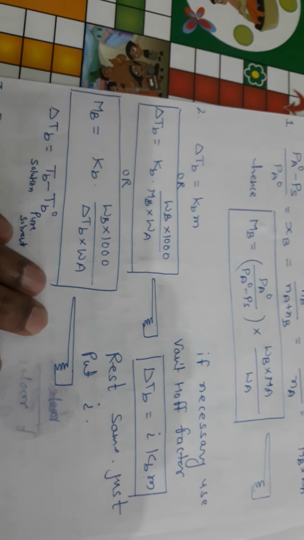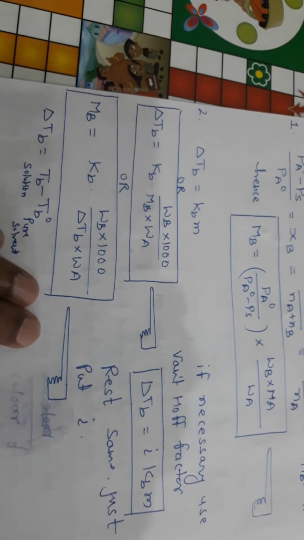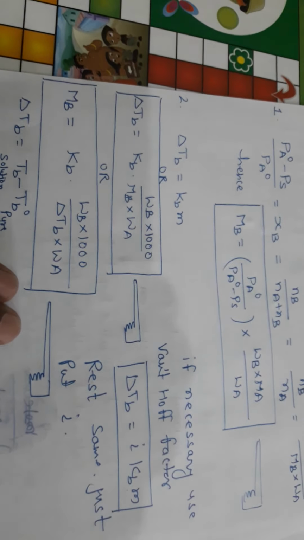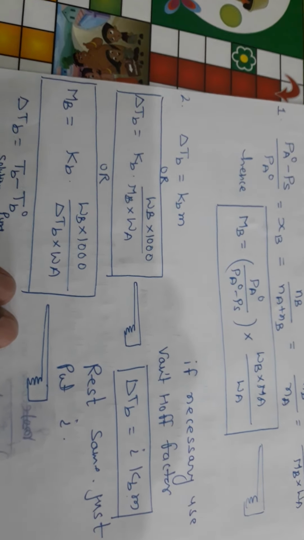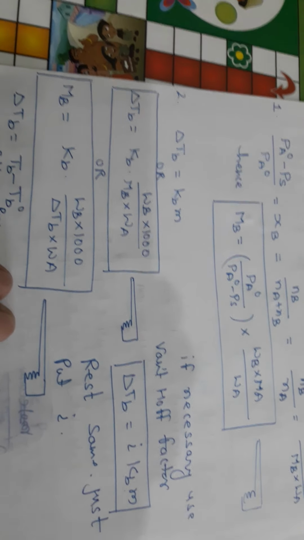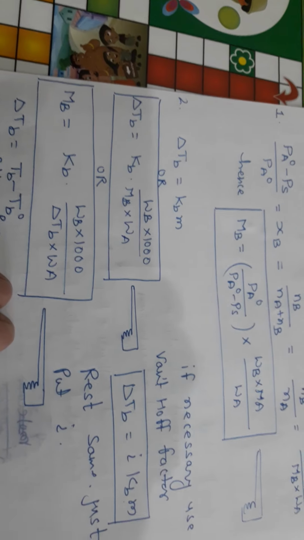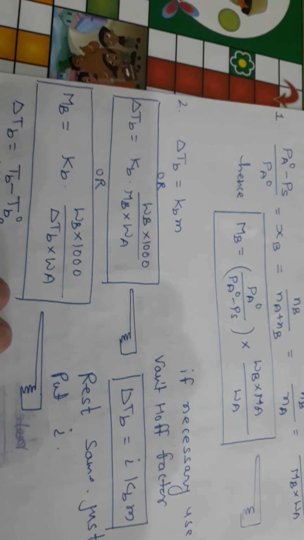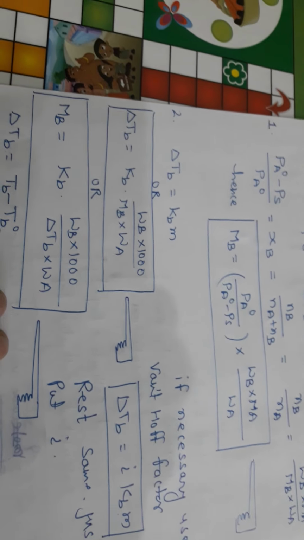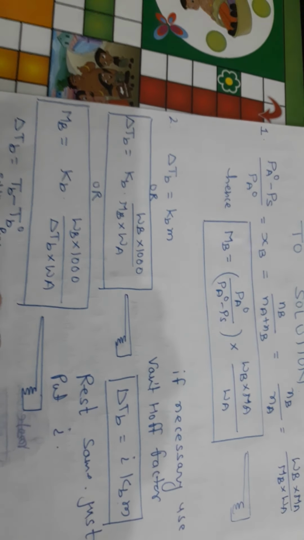Our next property is elevation of boiling point. Elevation of boiling point is represented as del Tb. Del Tb is equal to Kb into m. As you all know, Kb is the molal elevation constant or the ebullioscopic constant. The value of Kb will be given in the problem. Whatever question is asked during the exam, the value of Kb will be mentioned there, so no problem regarding the value of Kb.